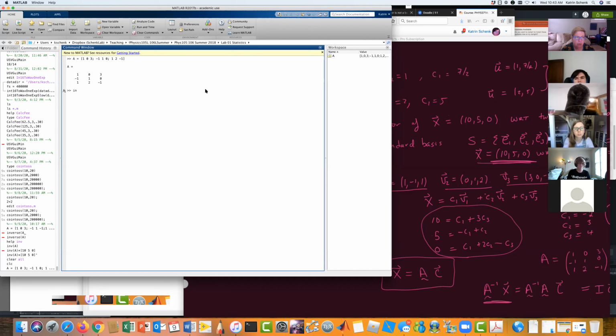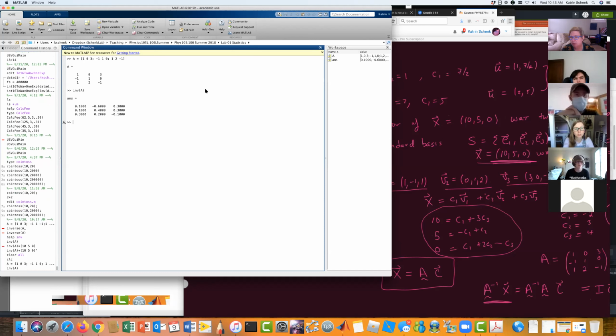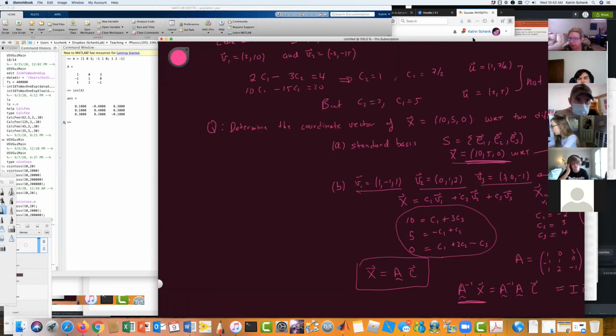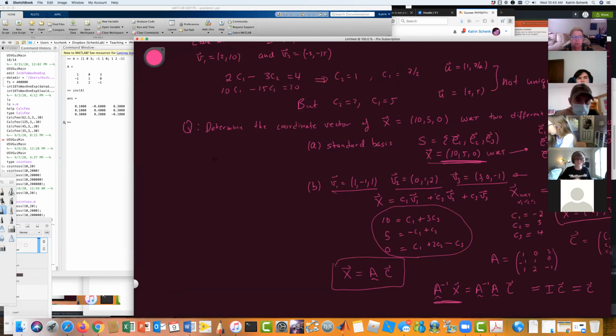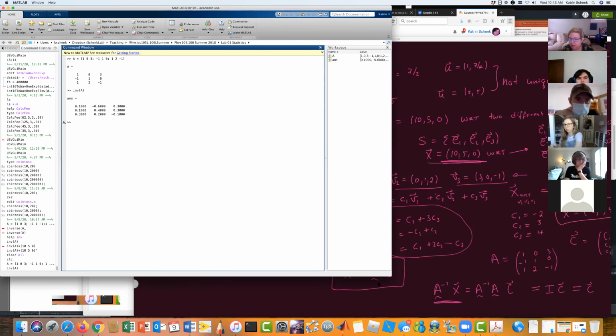Just to show you that it's not going to yell at us and say it doesn't have an inverse, there's the inverse. Now we're not done, because as you can see here, we need to apply that to the X vector to get the C vector. I need to move that over again so you can see it. So I need to make the X vector. X equals, that's the original vector, 10, 5, 0.